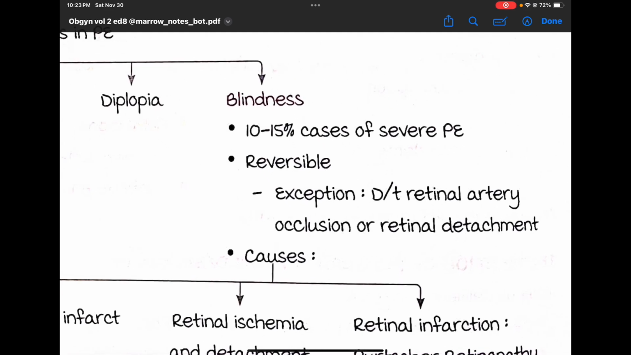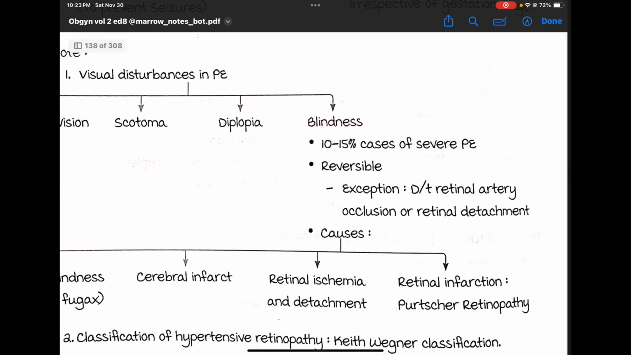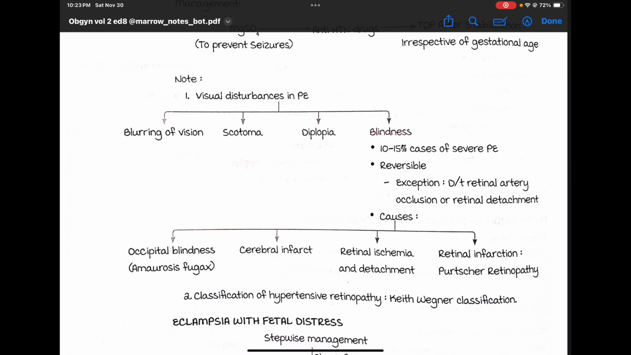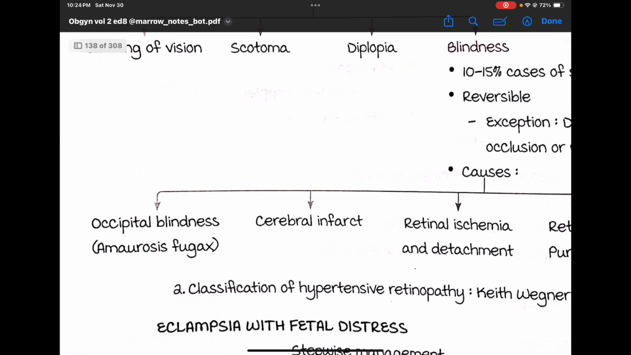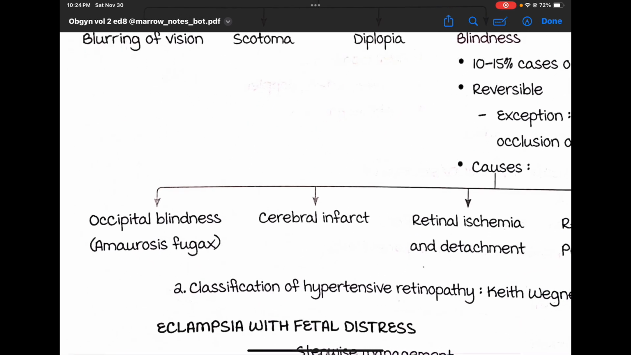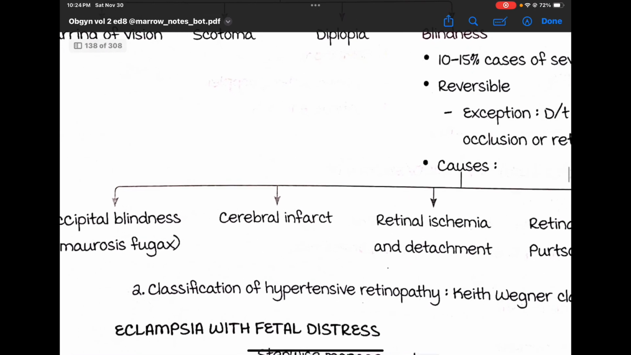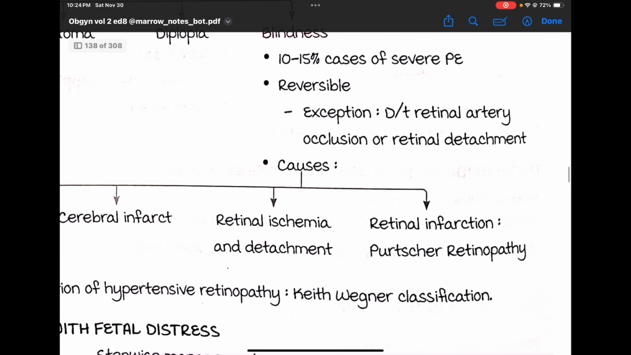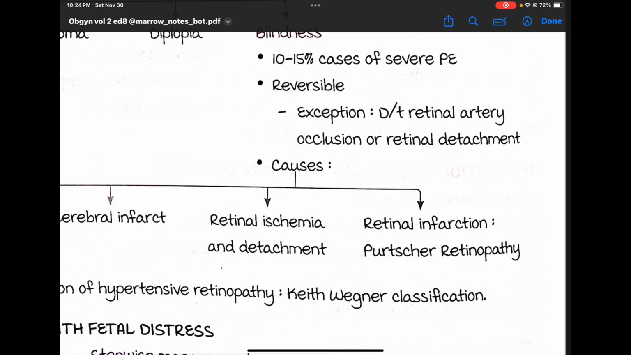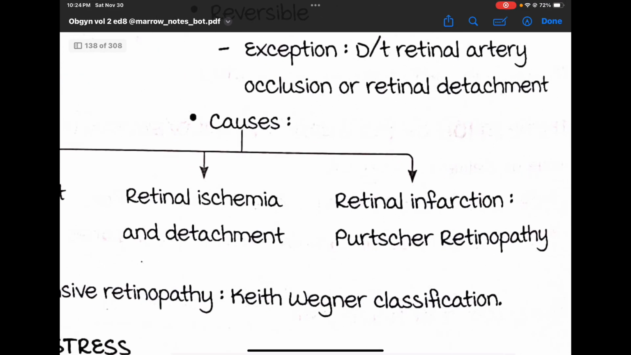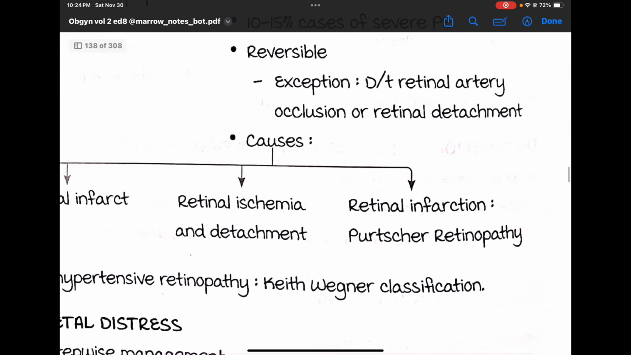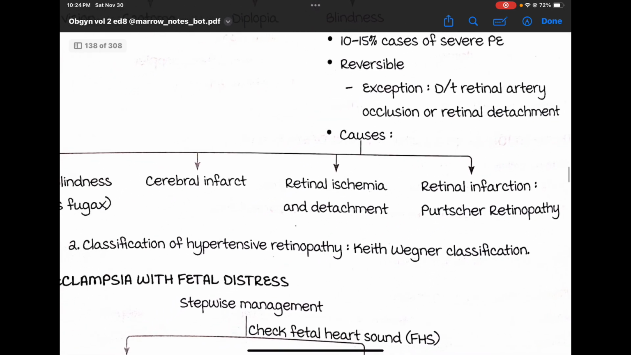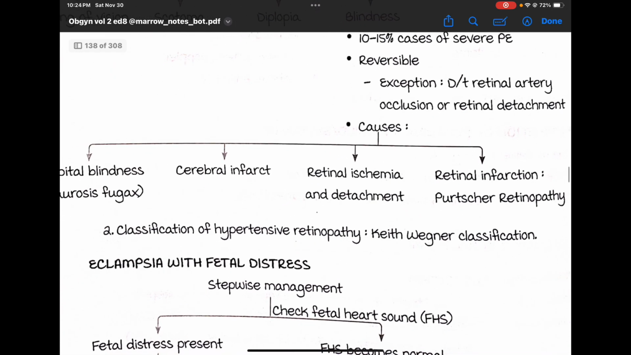Reversible, except when due to retinal artery occlusion or retinal detachment. Causes: occipital blindness, amaurosis fugax, cerebral infarct, retinal ischemia and detachment, retinal infarction, hypertensive retinopathy. Classification of hypertensive retinopathy: Keith Wagener classification.